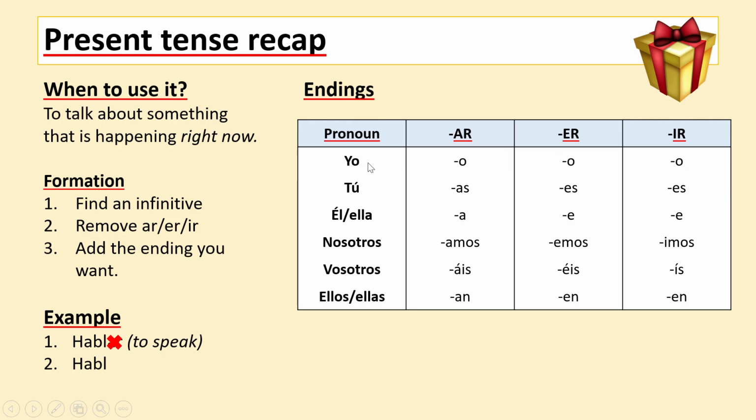Yo means I. Tú, you singular. Él, ella, he, she, so that's your third person. It's the third person on the list. Nosotros is we. Vosotros is you all. And ellos, ellas is they plural because it's the third person doubled. So we're sticking with yo. So step 3, I have the ending I want. I go across to AR because it was hablar, and I add O, so hablo.